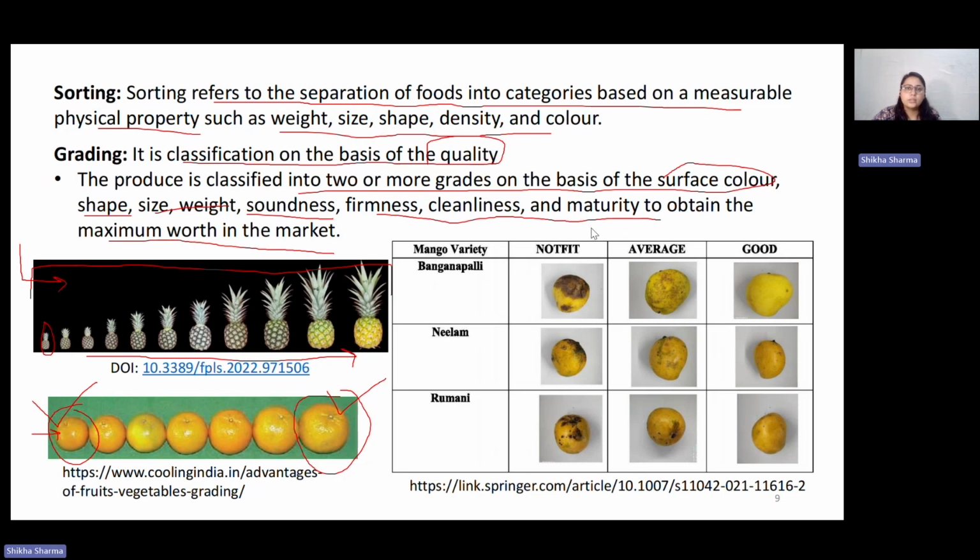Then this is the mango. Here in this table are mangoes of different varieties. This mango, if we see, has some black spots like these, so it can be of lower grade and sold at a very low price because it is about to spoil. Whereas these mangoes are of average grade, and this is the good grade of mangoes. These good grades of mangoes can be sold at higher prices.